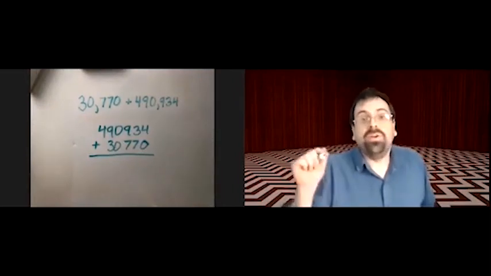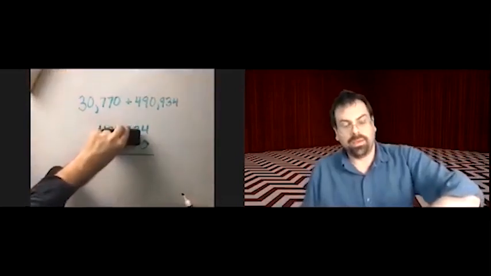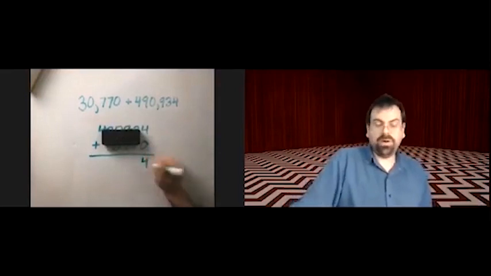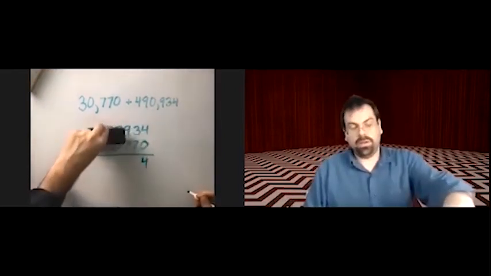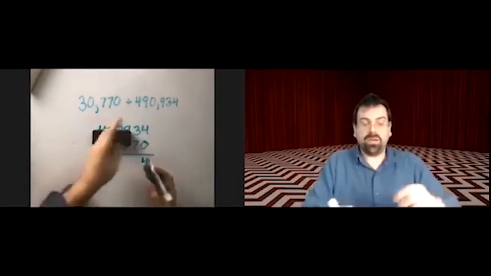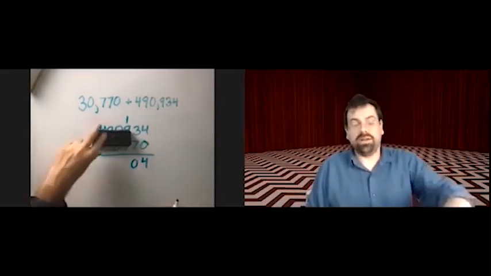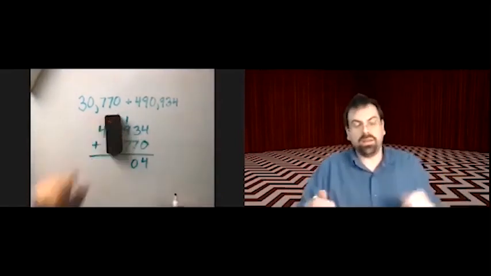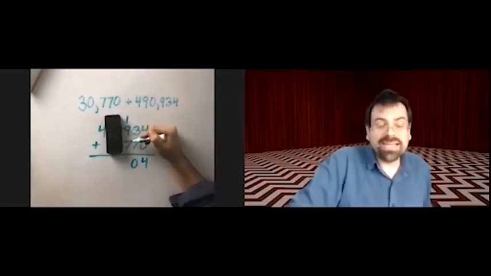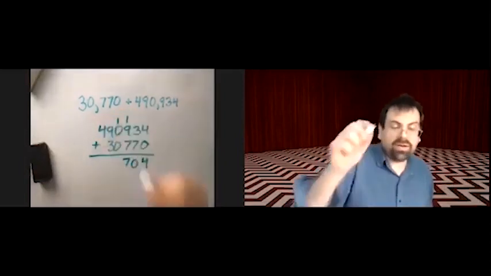And how do we do this? We're going to do it one column at a time. 4 plus 0 is 4. 3 plus 7 is 10. Split it, carry the 1. The 0 goes down here. The 1 goes up here. 1 plus 9 is 10 plus 7 is 17. Put the 7 down here. We're carrying a 1 again.